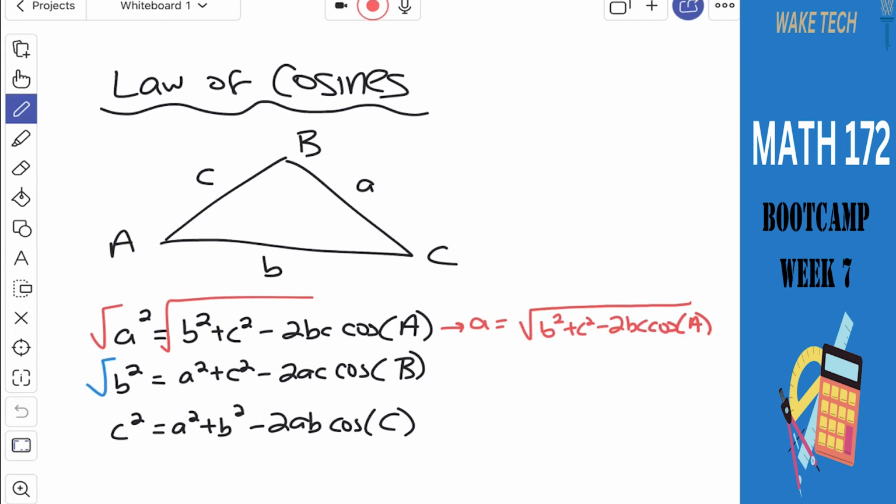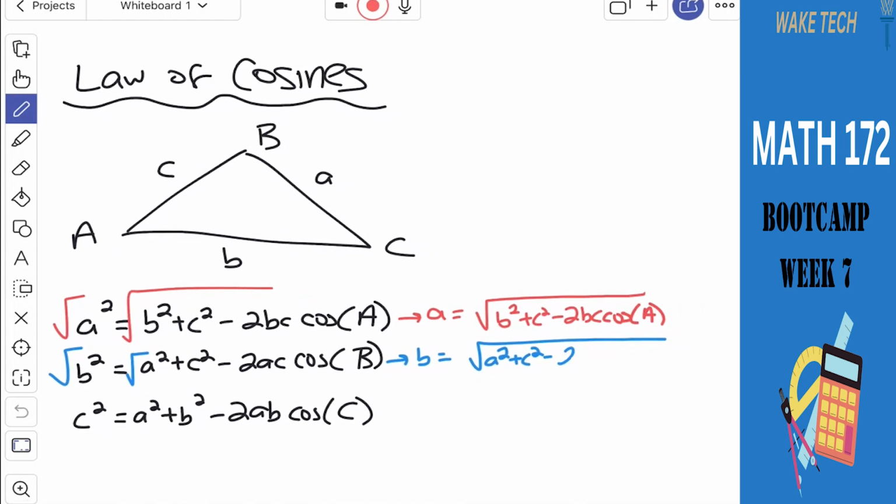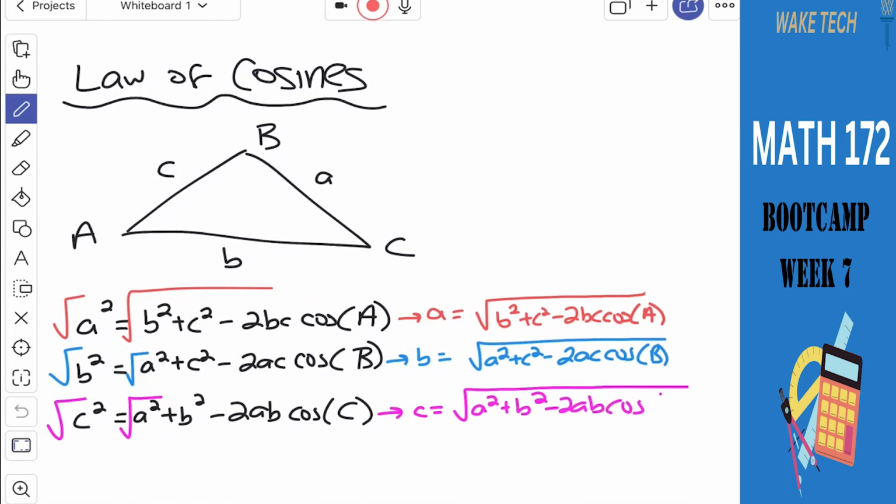Same thing is true for the second equation. If we square root both sides, that gives us an equation for B. And then, of course, for the third equation, the same thing is true down there as well. If we square root both sides of the equation, we can solve that for C to give that C is equal to the square root of A squared plus B squared minus 2AB cosine C.